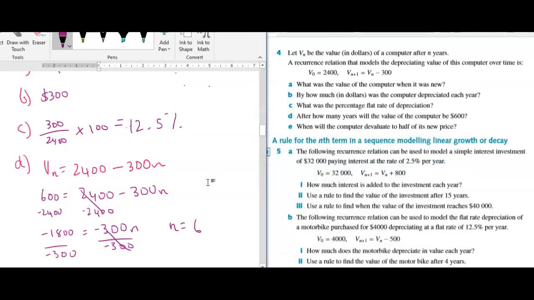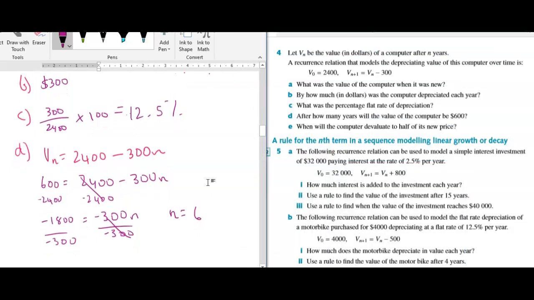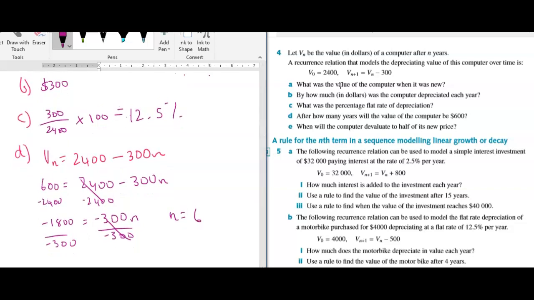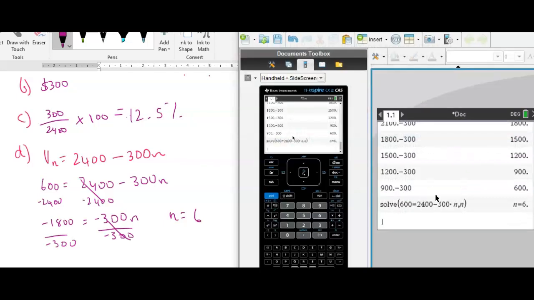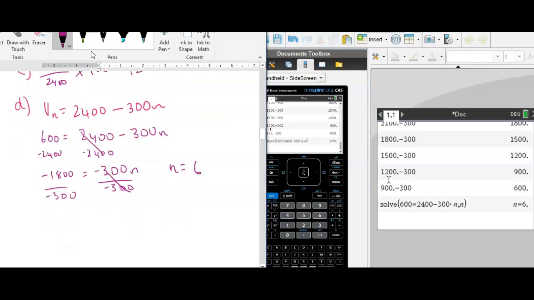All right, when will the computer devalue to half of its new price? So that's when it's 1,200. So I just did that before. You can work it out here, but I'm just going to go back to the calculator. So that was 4 years, it was half its price. Let's quickly write that down. So you can do it on your calculator. You can use the rule like I did before.